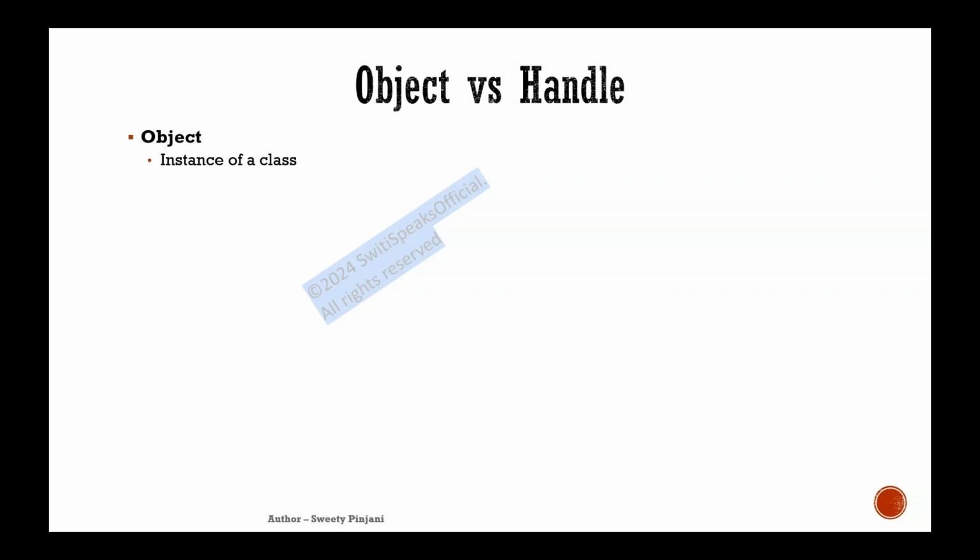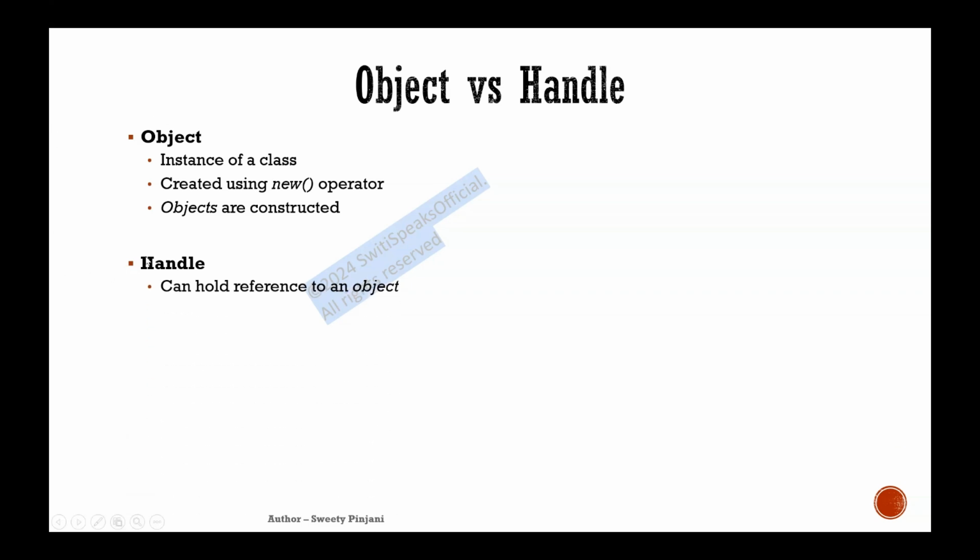An instance of a class is nothing but an object. And how is this instance created? By using the new operator. Once you call the new operator, the instance of the class is created, which is an object of the class. We say objects are always constructed by calling the constructor. Constructor is nothing but the new operator. Now, object is clear. What is a handle?